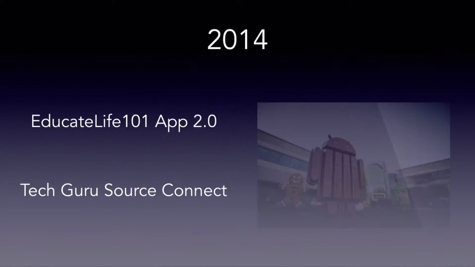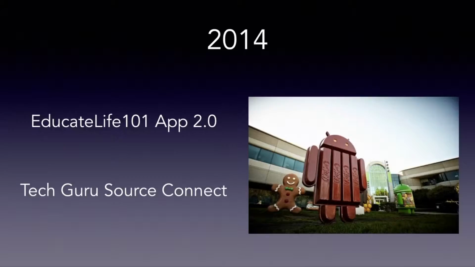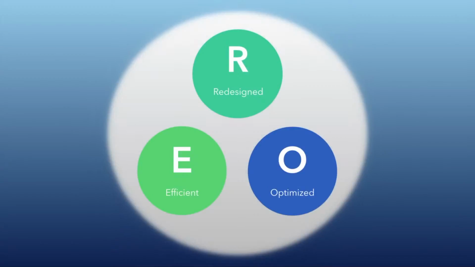So, let's get started. Back in 2014, I put out Educate Life 101, and the app version was 2.0. And along with it, I introduced the Tech Guru Source Connect. Well, now, ladies and gentlemen, the year is 2016, and I think it's time that I bring about a new change. So, this new version is based on three concepts: it's redesigned, it's optimized, and it's made to be efficient.